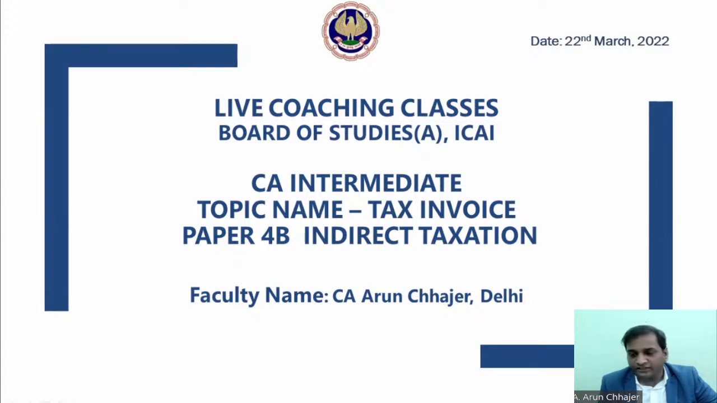The right answer, Rule 46A. Rule 46A talks about, if my customer, the recipient, is unregistered, then only I can issue an invoice-cum-bill of supply, otherwise not. Now I am putting the focus on the question. If you have any doubt, please ask.